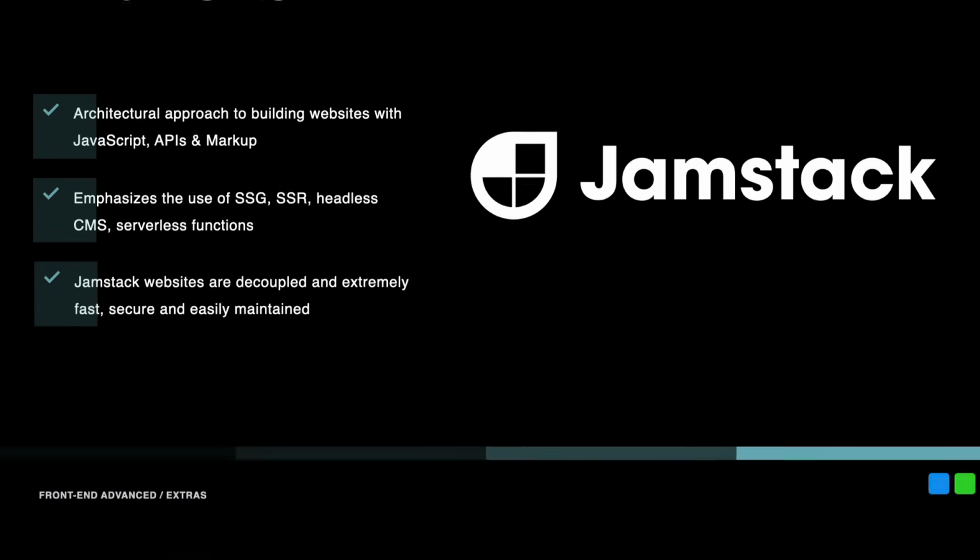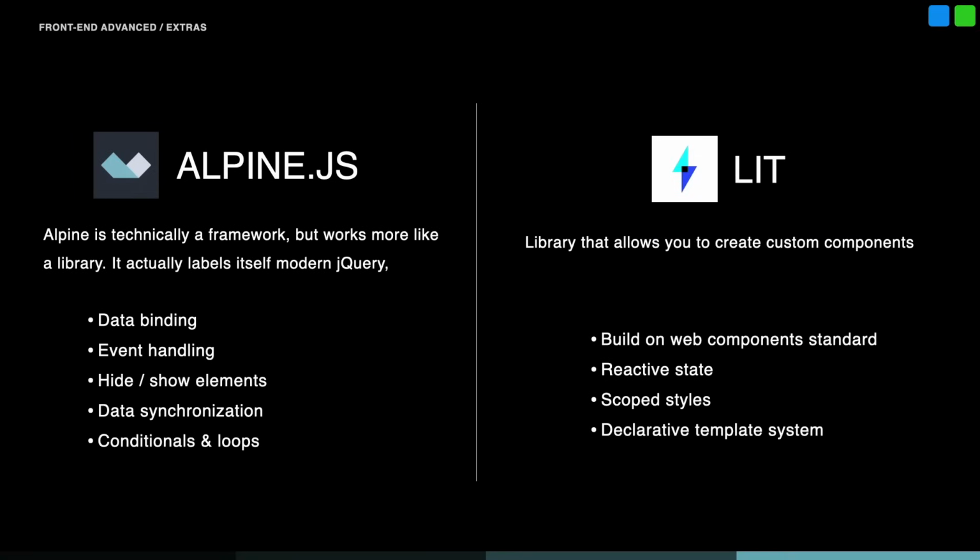Okay, so I wanted to put these two technologies in here, but I wasn't sure exactly where to put them. Alpine JS is technically a front-end framework, but it works in a much different way. With the frameworks that I've mentioned, you build your app around the framework standards and you do things in a certain way, right? With Alpine, it's more like jQuery. In fact, I believe it even labels itself modern jQuery.